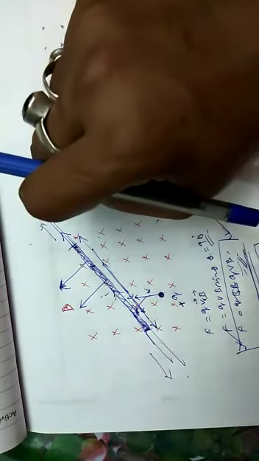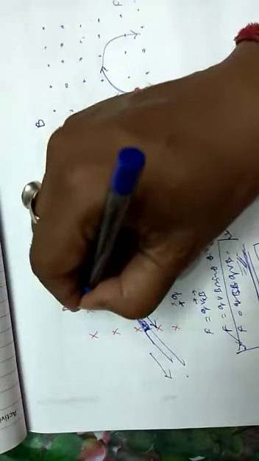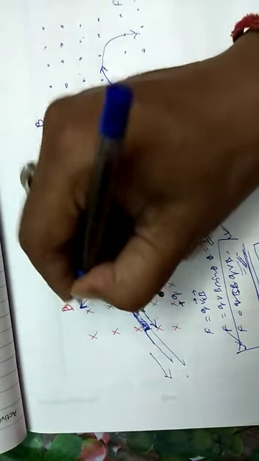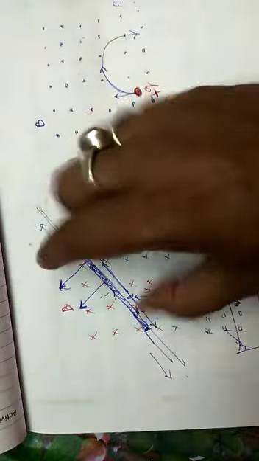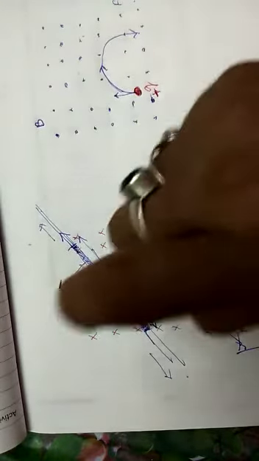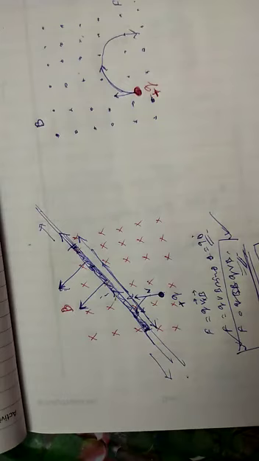And if you use the right hand palm rule, even then you can verify that the force on this wire will act in this direction. But in the next video we will learn how the force is equal to BIL.